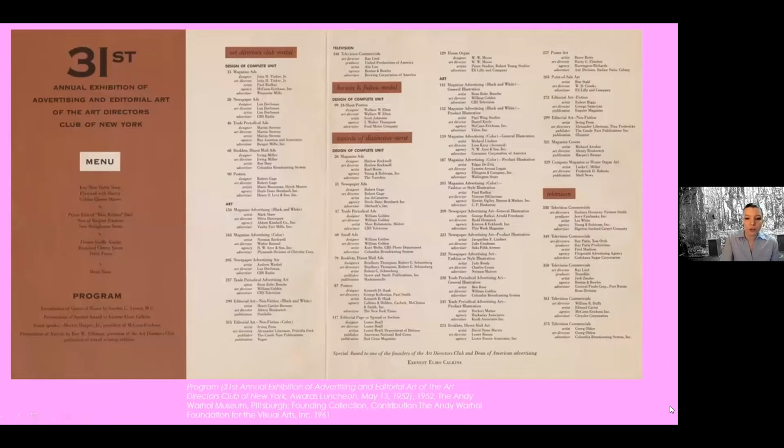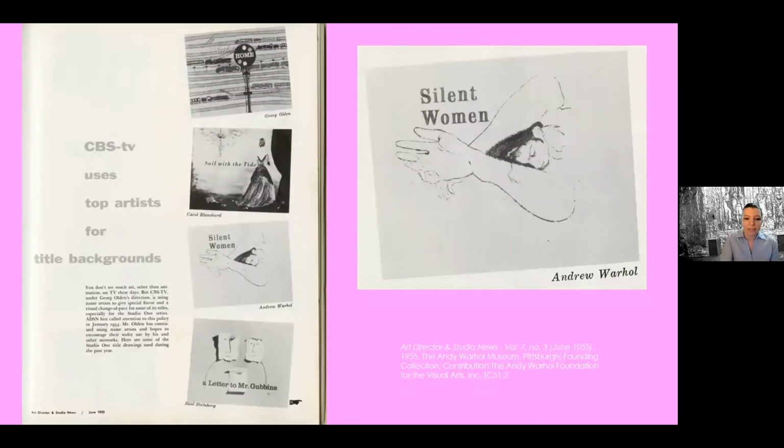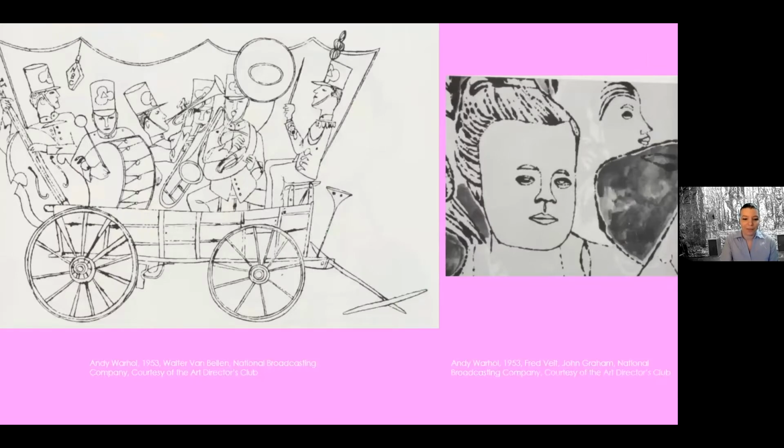And so Warhol continued to work for CBS throughout the early 50s as they transitioned into more and more television programming. He would do the title cards for the backdrops of news reports. You can see here that he was actually featured in Art Director and Studio News magazine, in a little article where they're kind of bragging about how they're using top artists to illustrate their title cards. And along with doing a lot of work for CBS, Warhol also worked for their direct competitor, NBC, throughout the early 50s.